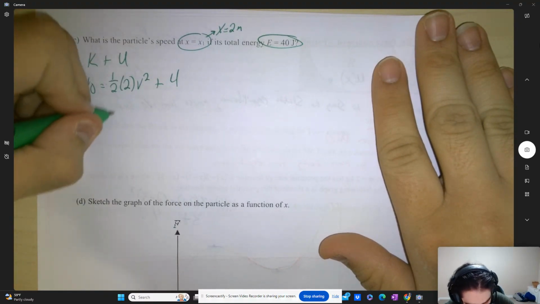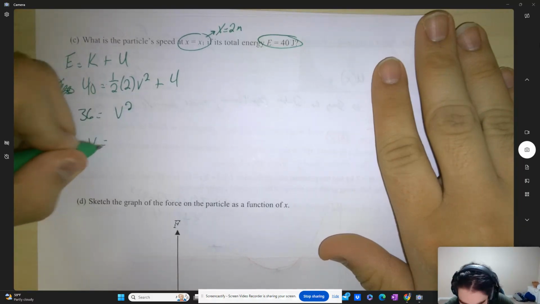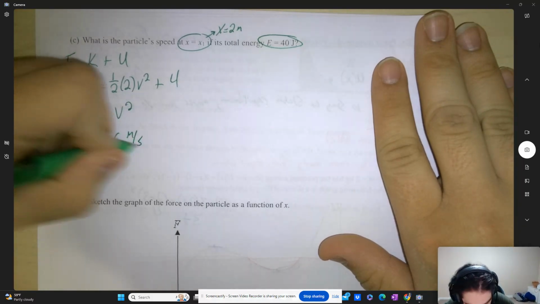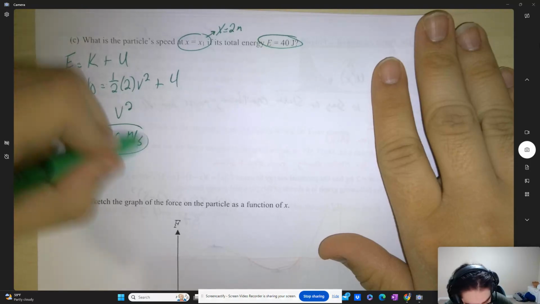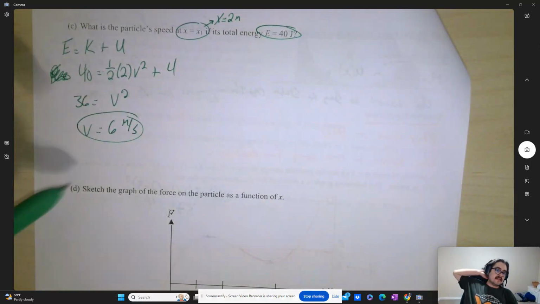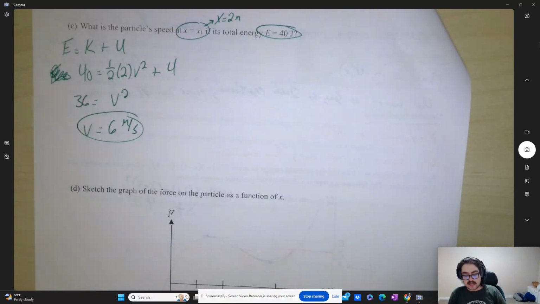By the way, it's just going to be 1, so it's v squared. And I should see that v is going to be equal to 6 meters per second. Okay, that's all I got to do to get that. I did have to solve for the potential energy function at 2 meters, but that's fine.